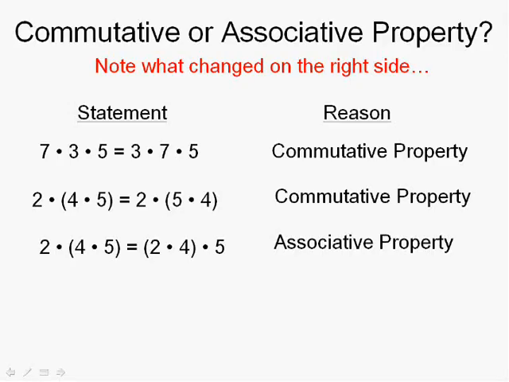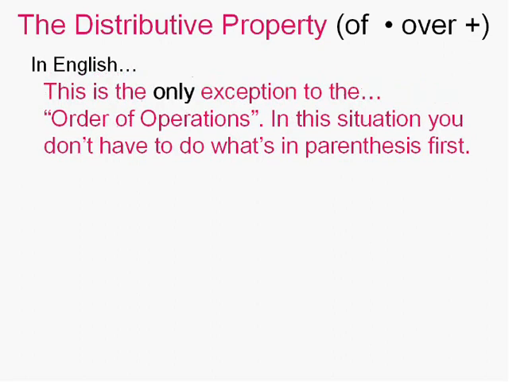Now we have one last property that you'll need to know, and it's probably the most important of all. That's the distributive property, also known as the distributive property of multiplication over addition. Basically, what it says is, it is the one special exception to the order of operations. What the exception is that in this situation, and I'll show you this one situation, you don't have to do what's in parentheses first. Now you could do what's in parentheses first, but you don't have to.